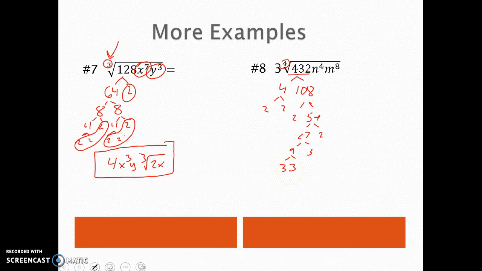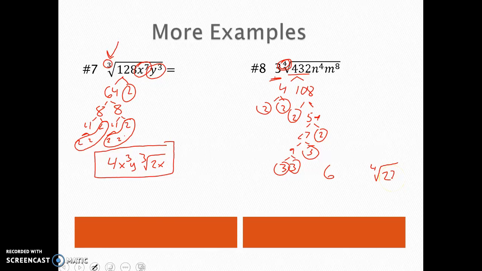So I'm going to pull things out in groups of 4 this time because my index is 4. And so it looks like I have, here's 1, 2, 3, 4 2's. So I'm going to have a 2 on the outside that's going to join the 3 that's already there. So 3 times the 2 is a 6 on the outside. But then I have a 3 and a 3 left over on the inside. 3 times 3 times 3 is just 27. So it's going to be the 4th root of 27 still left over inside the radical sign.